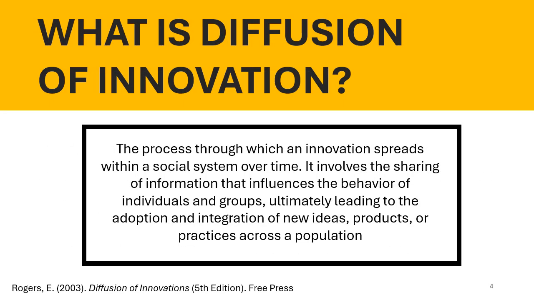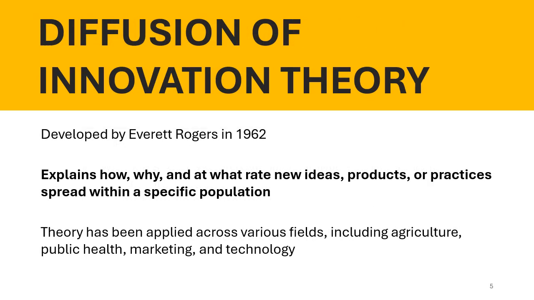What is diffusion of innovation? It is the process through which an innovation spreads within a social system over time. It involves the sharing of information that influences the behavior of individuals and groups, ultimately leading to the adoption and integration of new ideas, products, or practices across a population. The theory was developed by Everett Rogers in 1962, and it explains how, why, and at what rate new ideas, products, or practices spread within a population.